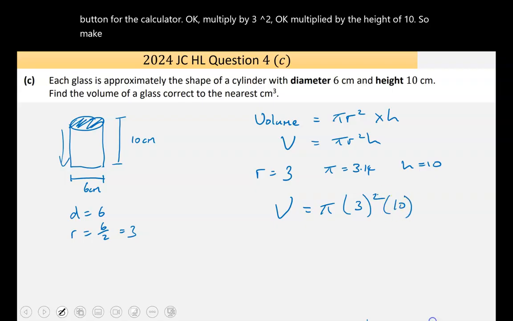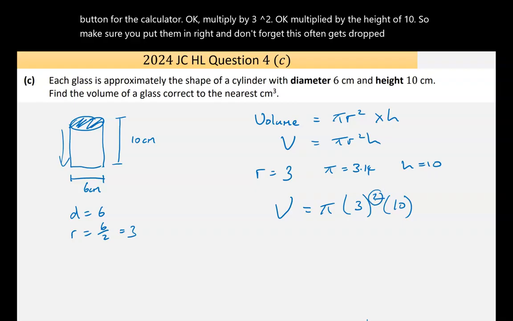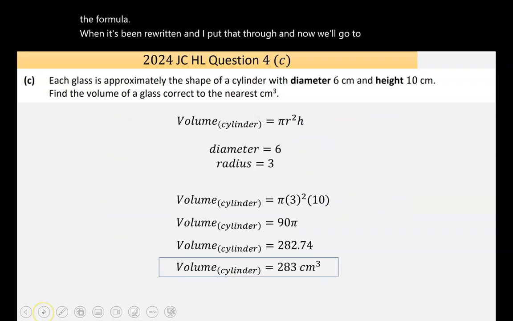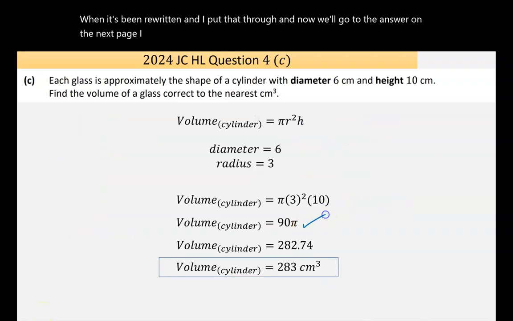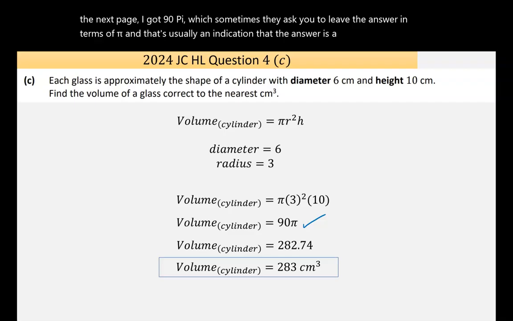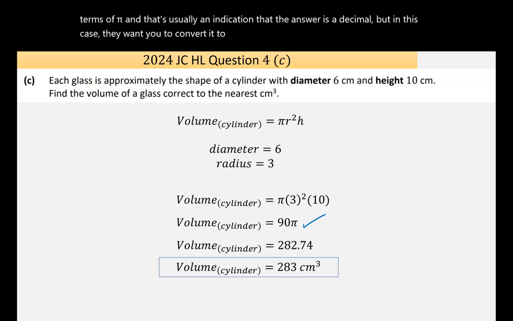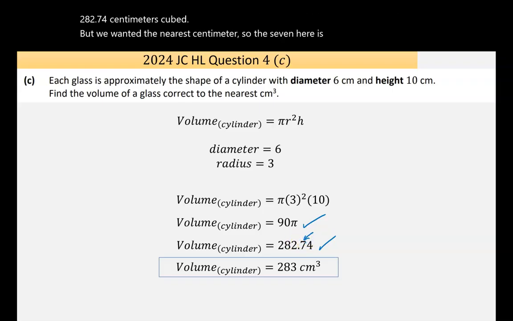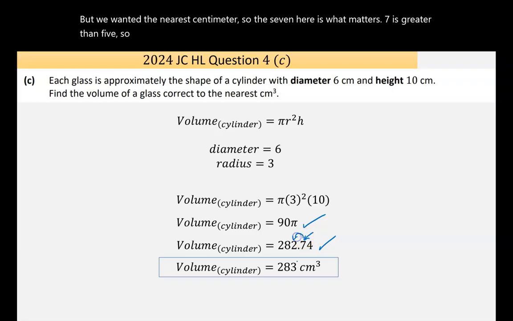So make sure you put them in right, and don't forget the square, which often gets dropped off from the formula when it's been rewritten. I put that through, and now I'll go to the answer on the next page. I got 90 pi, which sometimes they ask you to leave the answer in terms of pi, and that's usually an indication that the answer is a decimal. But in this case, they want you to convert it to the nearest cm cubed. So it comes out as 282.74 centimeters cubed, but we want it to the nearest centimeter, so the 7 here is what matters. 7 is greater than 5, so the number before it rounds up by 1 to give us 283, and that's a volume, so it's centimeters cubed.